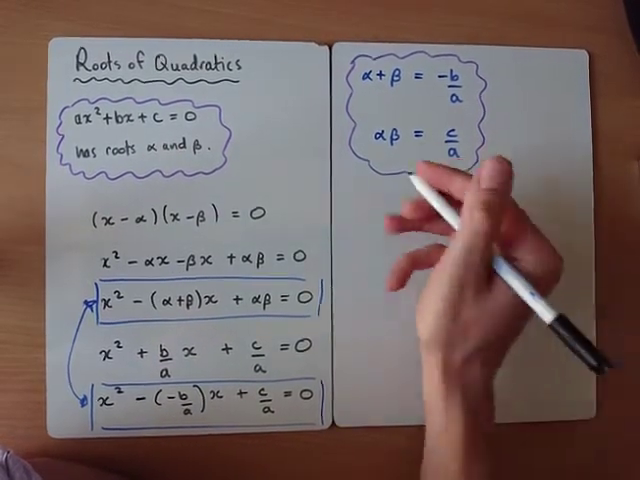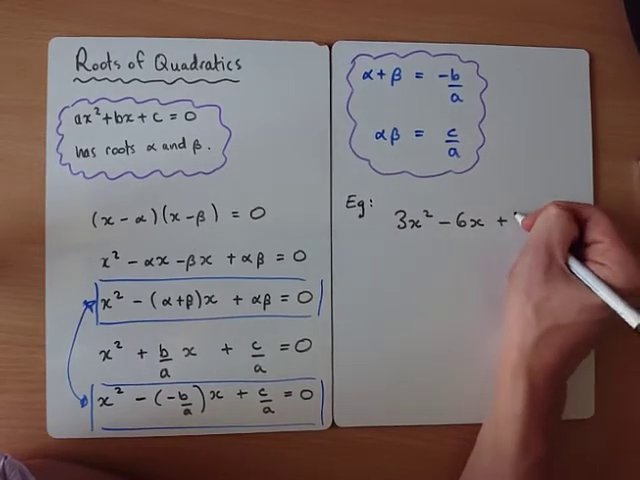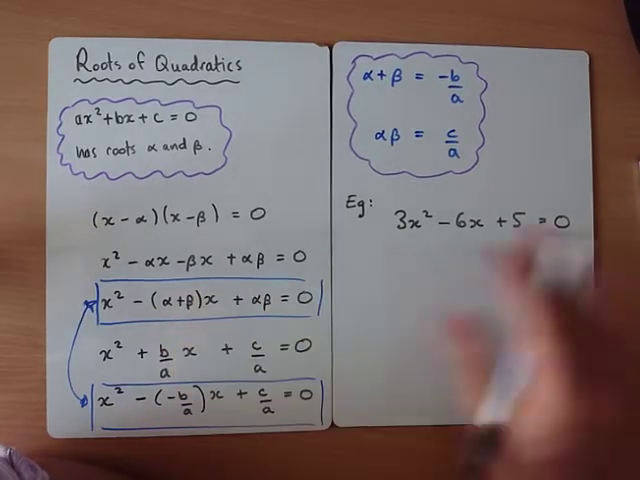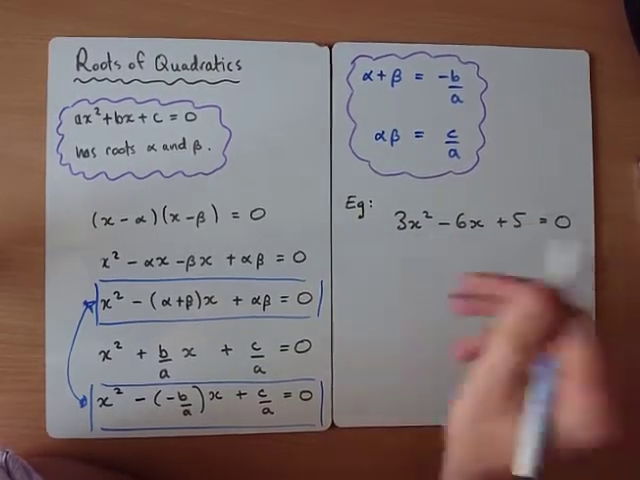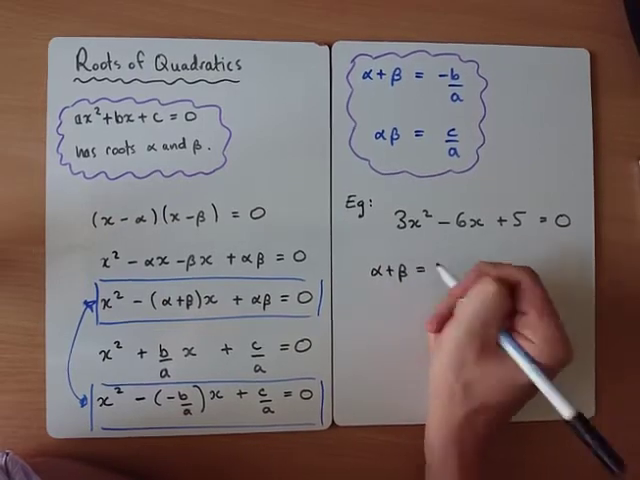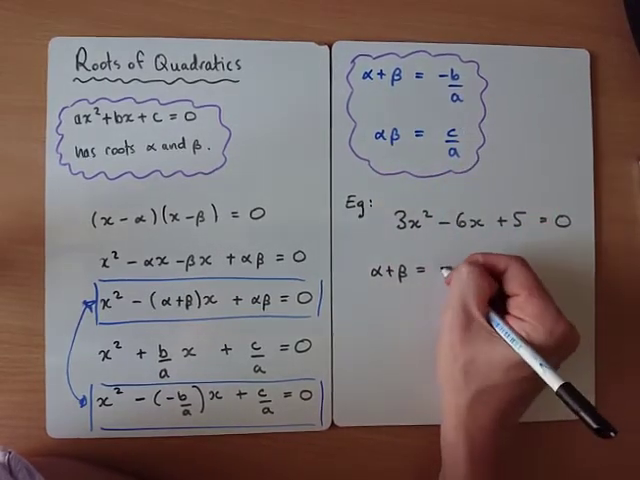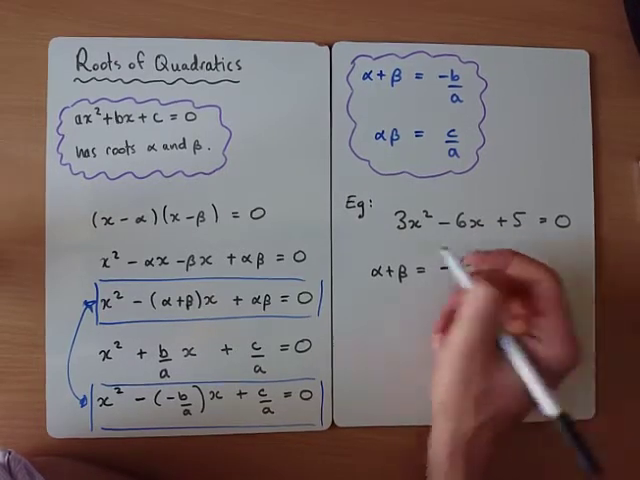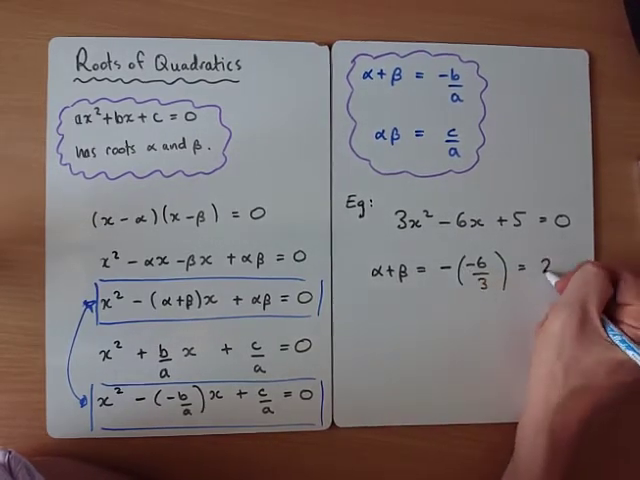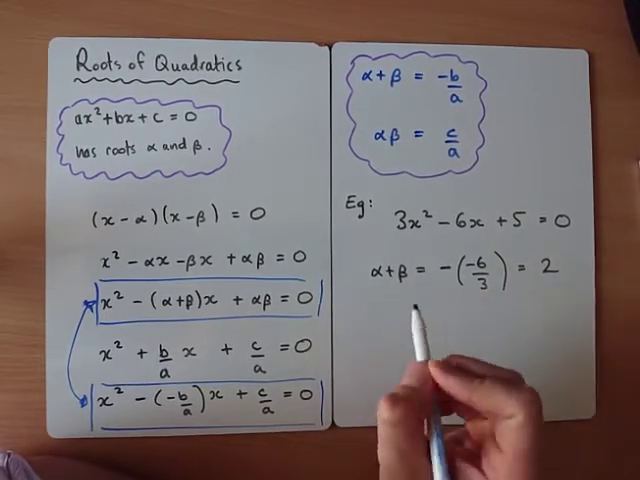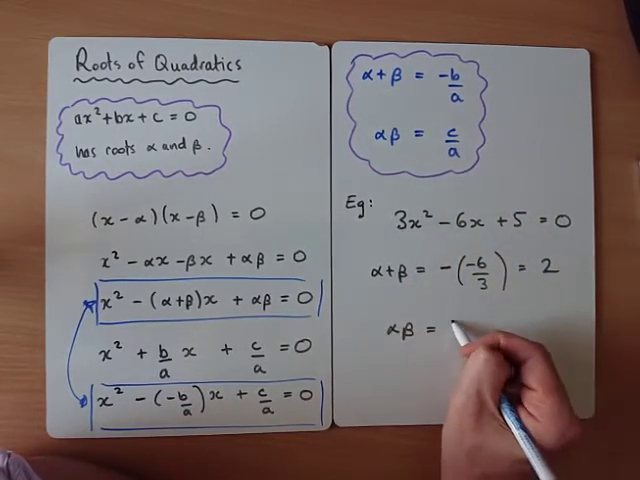A quick example before we move on. If we had 3x squared minus 6x plus 5. Now I'm not going to try and solve the equation. I don't actually care about what the roots are. But if I asked you, if I add the two roots together, what would the sum of the roots be? Alpha plus beta. Without solving it, without finding the roots, I could say, well, alpha plus beta is always going to be minus b over a. So that would be minus b, which is minus 6, divided by a, which is 3. So I know that if I add the two roots together, I'm going to end up with 2. The sum of the roots will always be 2. And I know if I multiply the two roots together, alpha beta, that will always be c over a. So that would be 5 divided by 3.